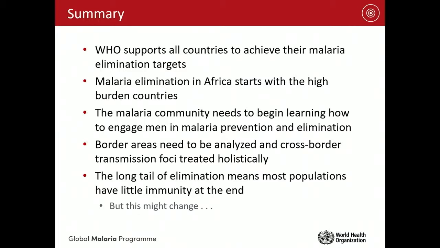And the long tail of elimination means most populations have little immunity at the end. But this might change, and in fact, we hope it will change. We hope that we will start to find ways to eliminate transmission more quickly, and under which circumstances then afebrile cases may become more important.